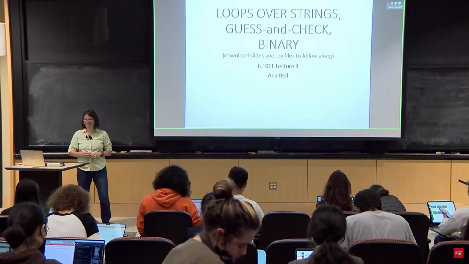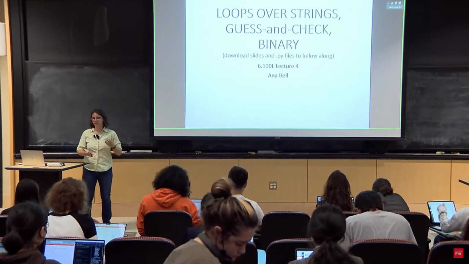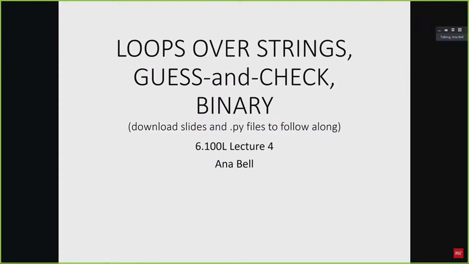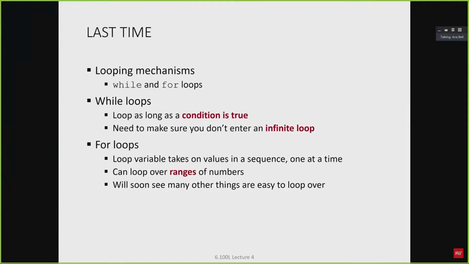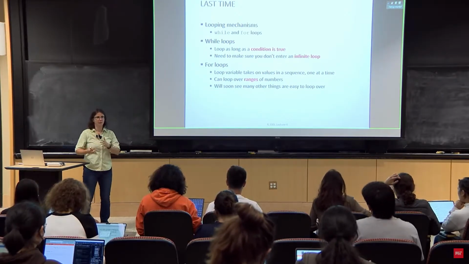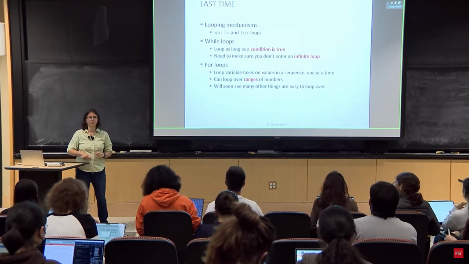Okay, so let's get started. Today we will be continuing talking a little bit about loops and seeing some other couple of nuances of loops. And then we'll get started on our first algorithm, the guess-and-check algorithm. And then towards the end, we're going to start talking about binary numbers in advance of seeing our next algorithm. So let's do a quick recap of what we learned last time, and then we'll do a little coding example, and then we'll move on.